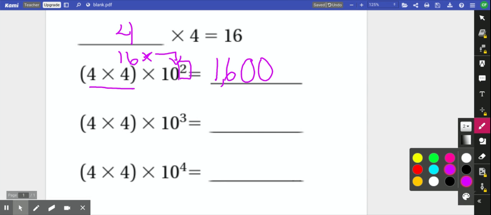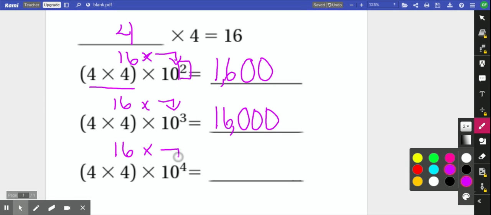And then, boys and girls, you just continue that pattern. Okay, this time it's times 10 to the third. So I have a 16, but now I have 3 zeros. Okay, last one, 16 times 10 to the fourth power. I have my 16, but this time I have 1, 2, 3, 4 zeros. And make sure you put your comma in the appropriate place.